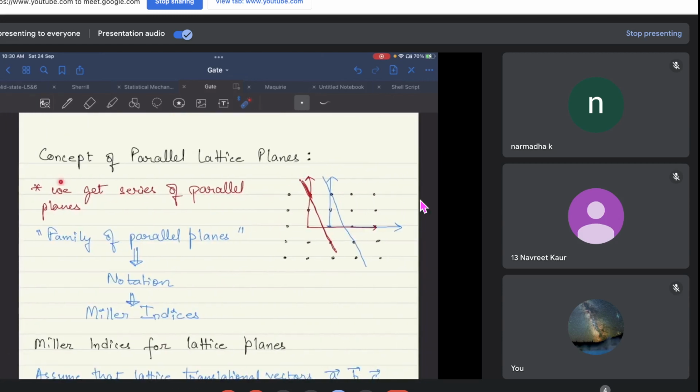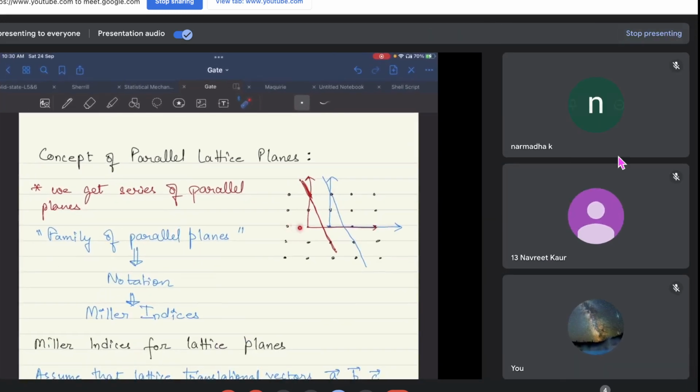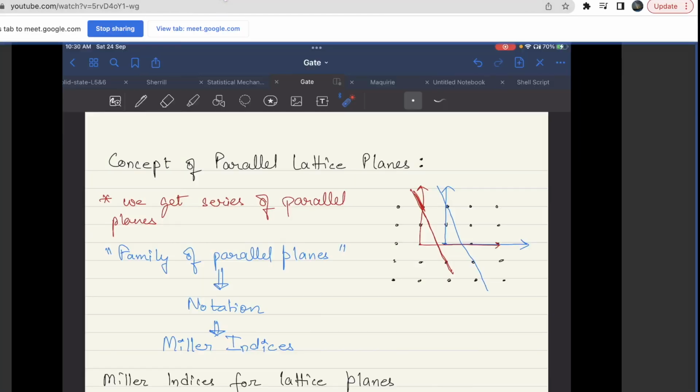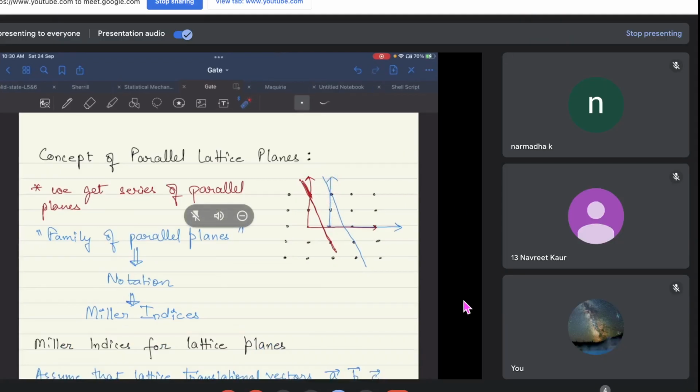Now coming to the concept of parallel lattice planes. If you assume here, this is a one-dimensional lattice of points arranged in a lattice. So this is a one-dimensional lattice plane. Now if this is the axis in blue, say a and b, and again in red, say again a and b, then in blue we see that there is a plane passing through these two atoms. So the blue plane passes through them.